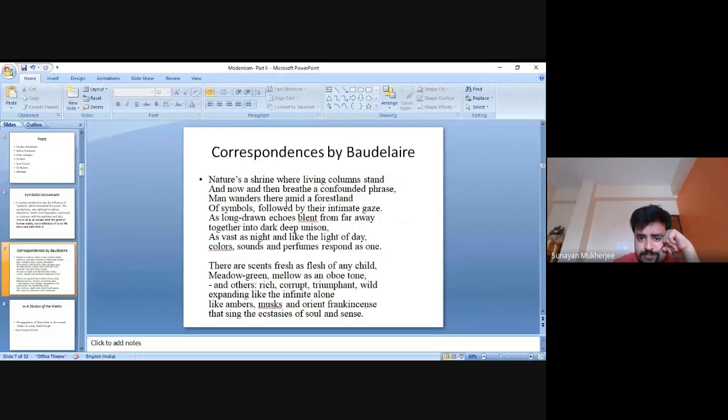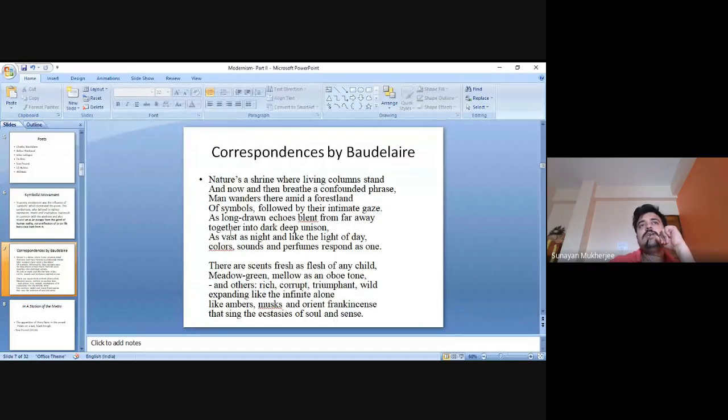This is a very famous poem by Charles Baudelaire, which talks about the role of symbolism. If we read the poem, what does Baudelaire say? That nature's a shrine where living columns stand, and now and then breathe a confounded phrase. Confounded is confusing, which has not got a clear meaning. So nature is a shrine. You know what a shrine is? A shrine is a temple. Nature is a shrine where living columns stand, and now and then breathes a confounded phrase.